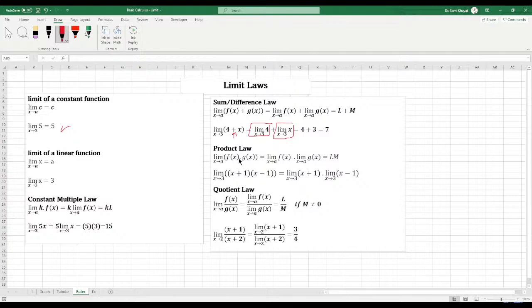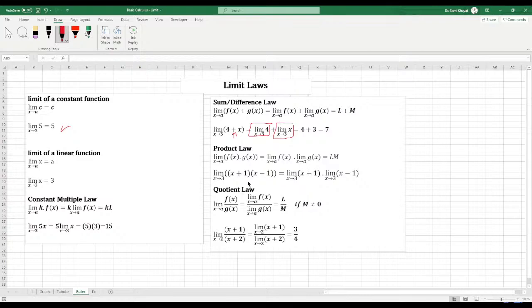The law of a product: if you have two functions multiplied by each other, the limit of x approaching a of f of x times g of x, you can divide them. It will be the limit of x approaching a of f of x times the limit of x approaching a of g of x. And then the result is the result of this limit times the result of the second limit.